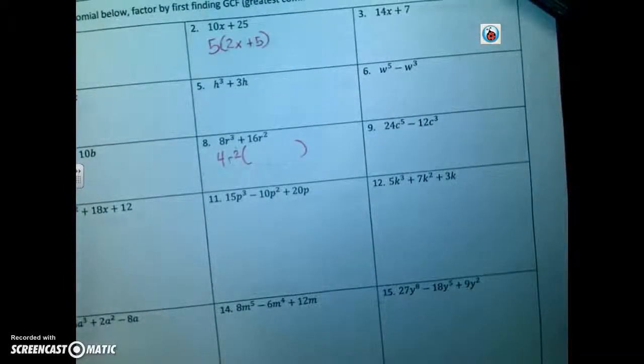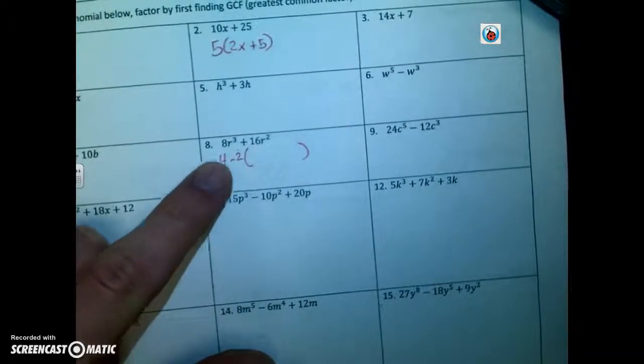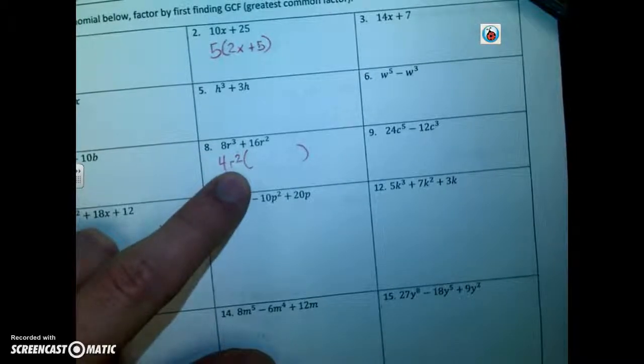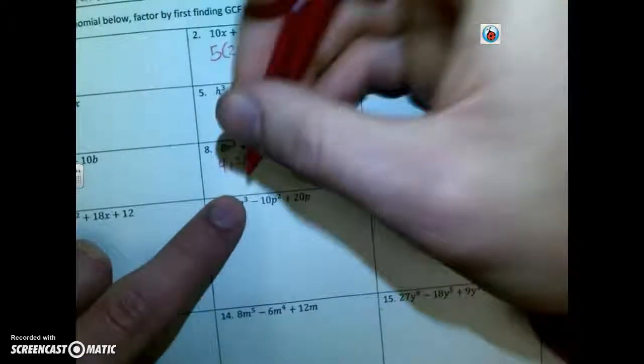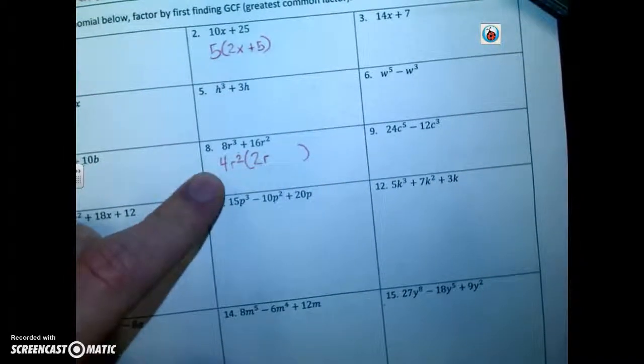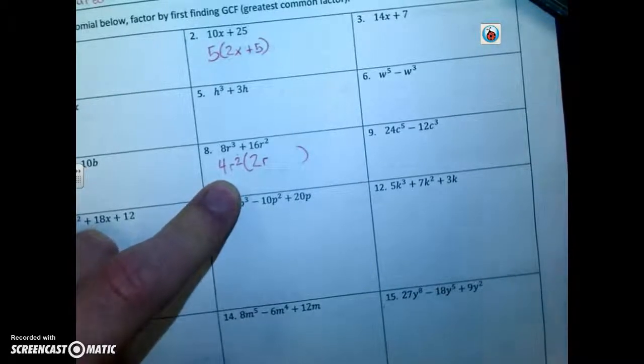Alright, so 4r squared is the largest term that we can factor out. It's our greatest common factor. So now we'll go through and decide: 8 divided by 4 gives me a 2. R to the third power divided by r squared gives me a regular r. Alright, 16 divided by 4 gives me a 4. R squared divided by r squared gives me a 1, so it just goes away, leaving me with a plus 4.